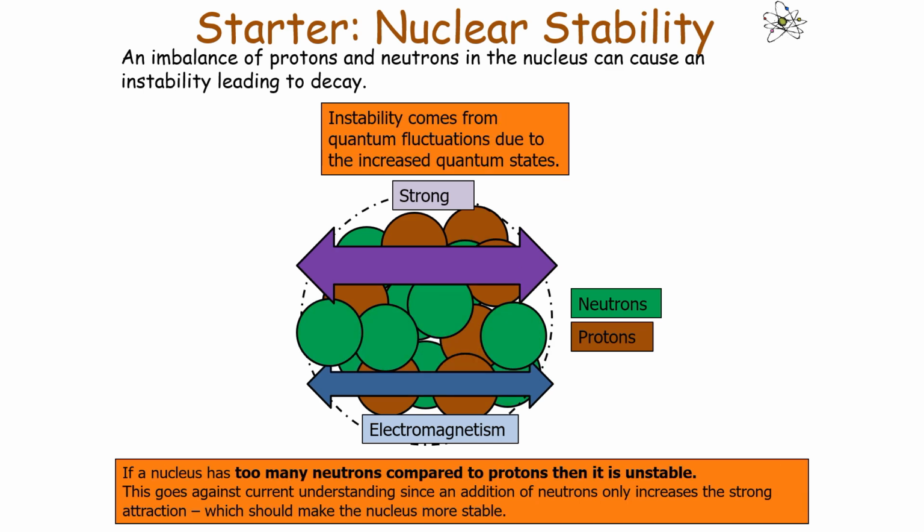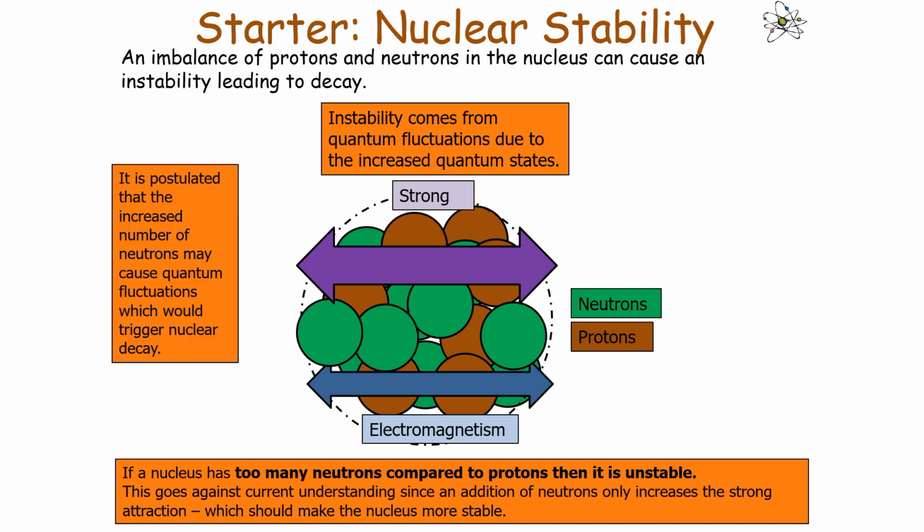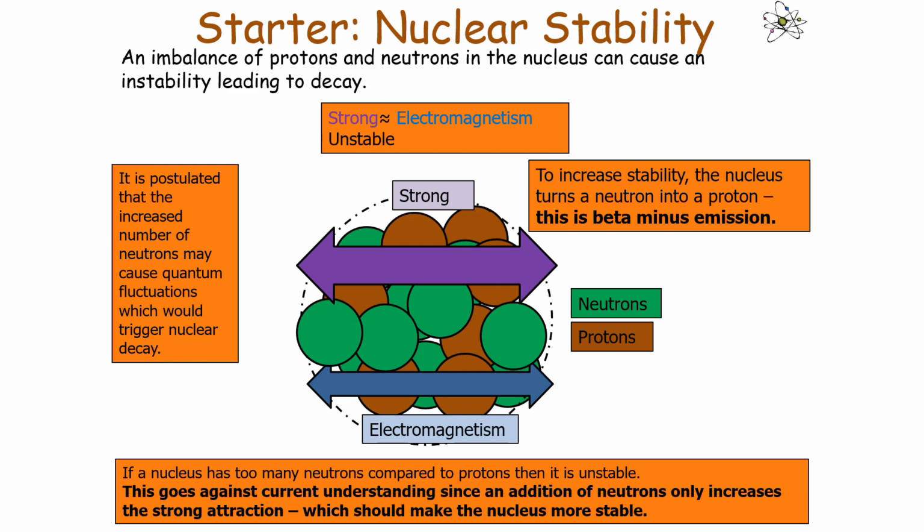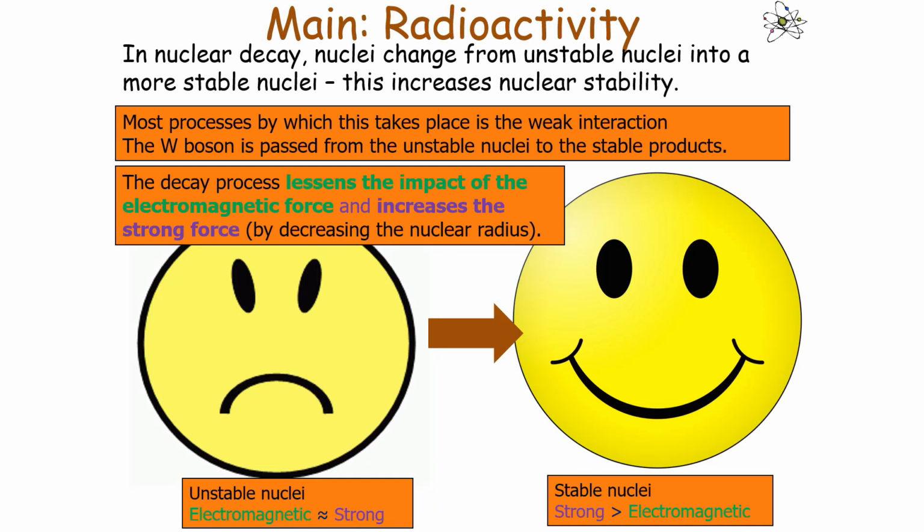And then finally, if a nucleus has too many neutrons compared to protons, it's unstable. This instability comes from quantum fluctuations due to the increased quantum states of having a large number of neutrons. It's postulated that the increased number of neutrons can cause quantum fluctuations, which can trigger nuclear decay. So in this instance, to increase stability, the nucleus turns a neutron into a proton, which is beta minus emission. So in nuclear decay, the nuclei change from unstable nuclei into more stable nuclei, which increases nuclear stability.